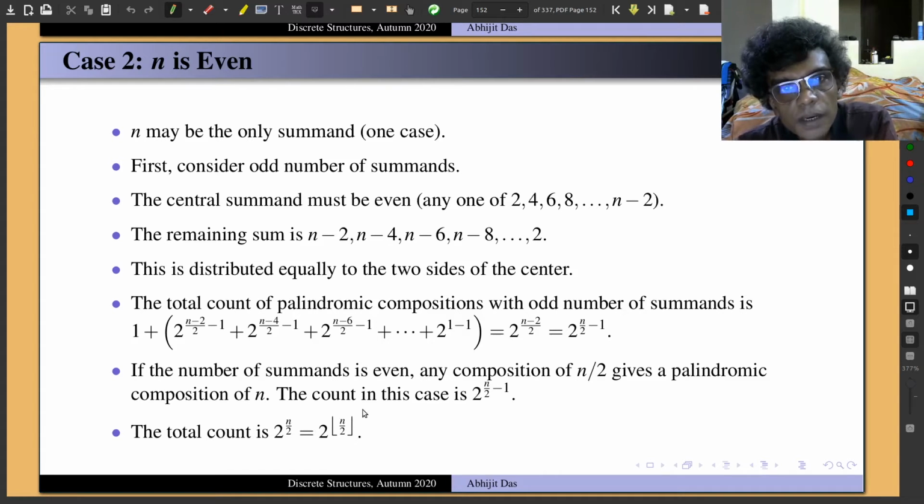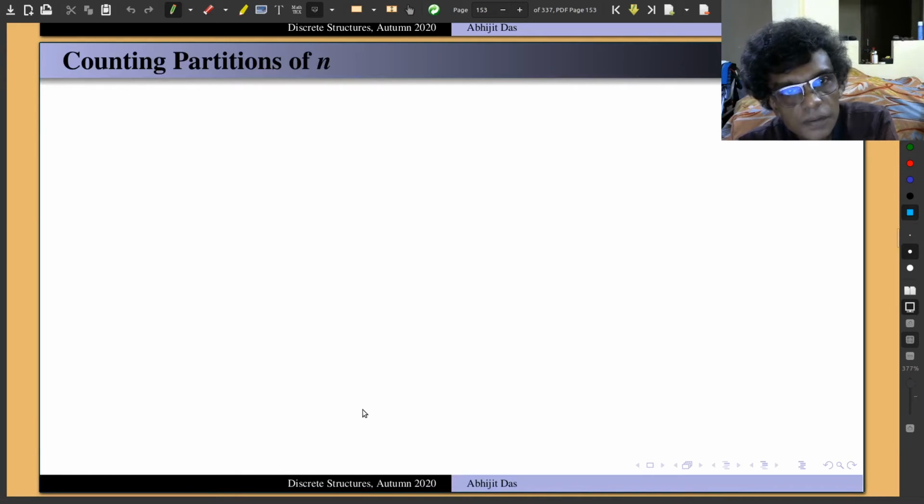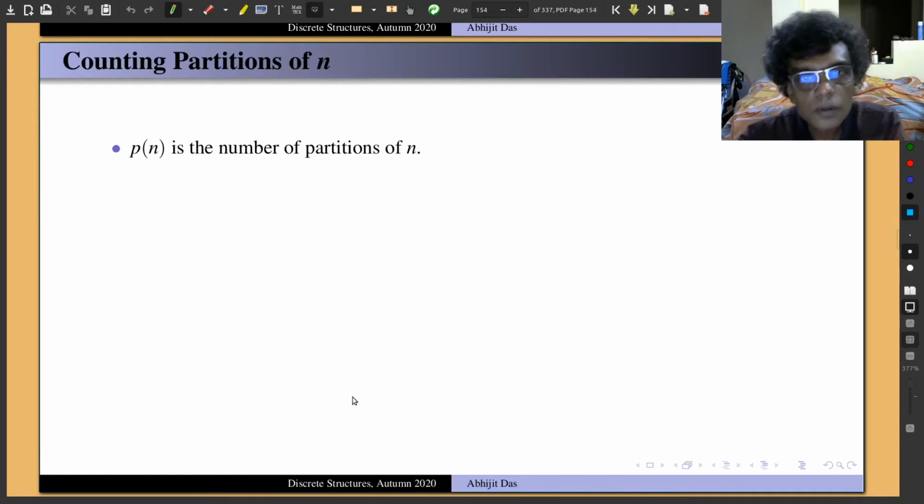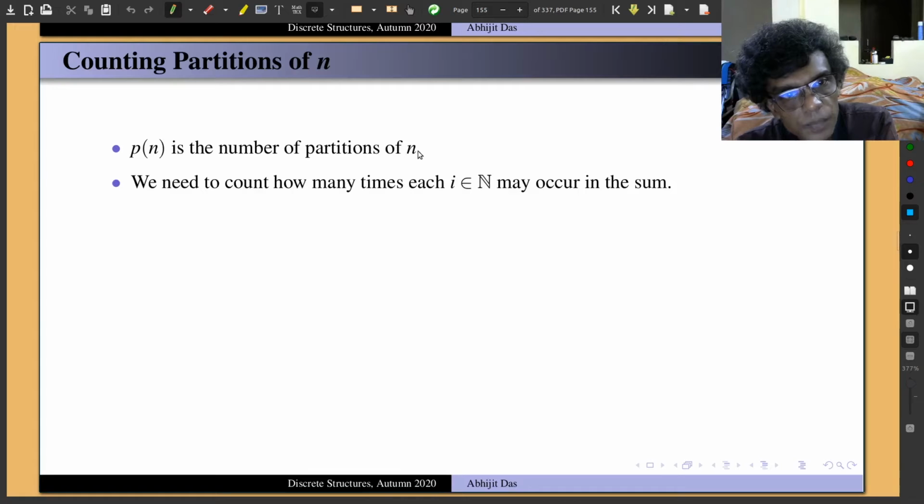So we can derive a lot of things about compositions, but partitions are a bit more complicated. Let us now look at partitions. So we denote by P of n the number of partitions of n. And I want to find some handle on this P of n.